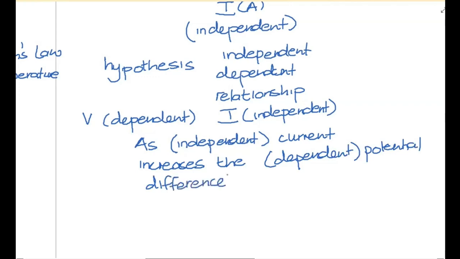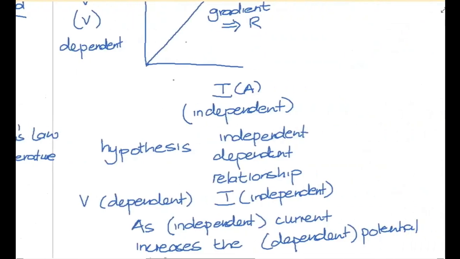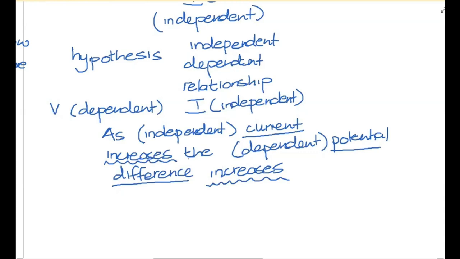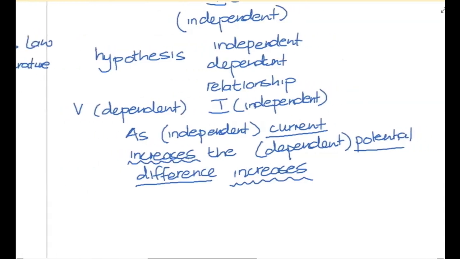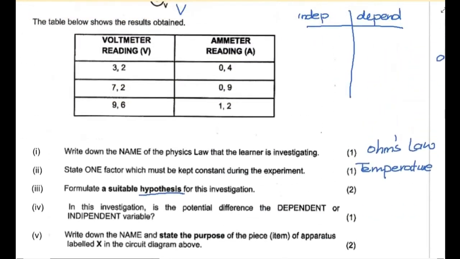And in this case, let's check if I'm right. As the current goes up, yes, the potential difference, or the voltmeter reading, increases. I suppose you could have stated the voltmeter reading. So there I've mentioned my independent variable, I've mentioned my dependent, and I've mentioned the relationship between them. As the one goes up, the other goes up. So when you give a hypothesis, in this case they gave you a table, and that is why you can formulate your hypothesis from the table.